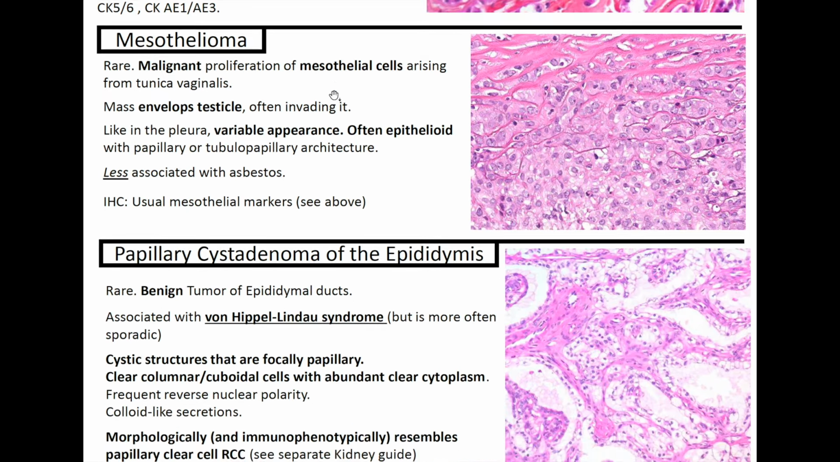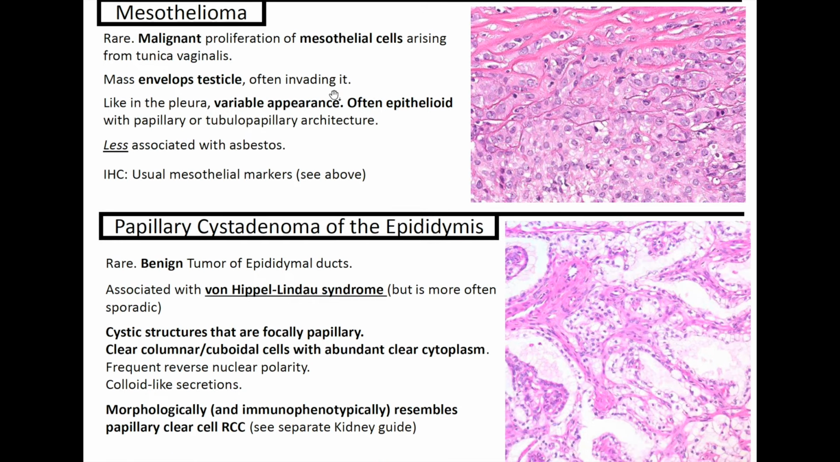Next up, we've got mesothelioma. So mesothelioma is a rare malignant proliferation of mesothelial cells arising from the tunica vaginalis. So the mass envelops the testicle, often invading it. Like in the pleura, there's variable appearance of mesotheliomas in the paratesticular space. They're often epithelioid with papillary or tubulopapillary architecture, less associated with asbestos, and for IHC, you use the usual mesothelial markers that we just mentioned.